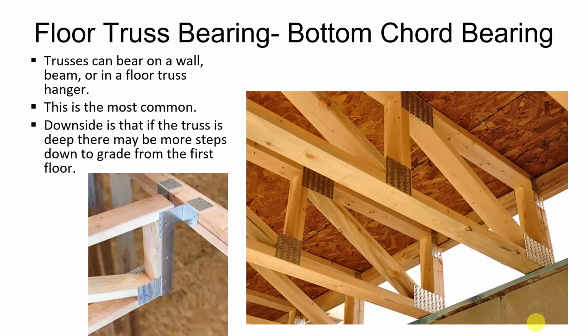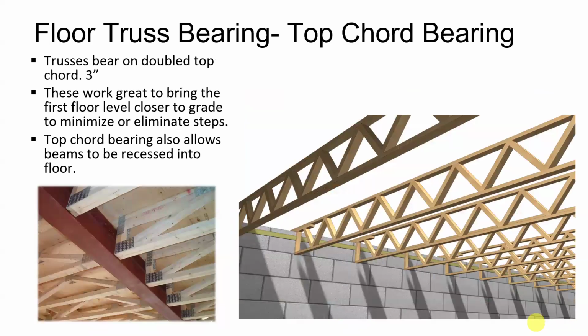Okay. So the way that they avoid that is they do what's called top chord bearing. They typically double up the 2x at the top. So you can see there's a doubled up 2x. And so I'm only coming up 3 inches. So now if my grade is 8 inches below the top of the foundation wall plus 3, that's 11 inches. So I've gone from a 24-foot ramp to an 11-foot ramp, which is a lot more doable. And it also allows the beams to be recessed into the floor.